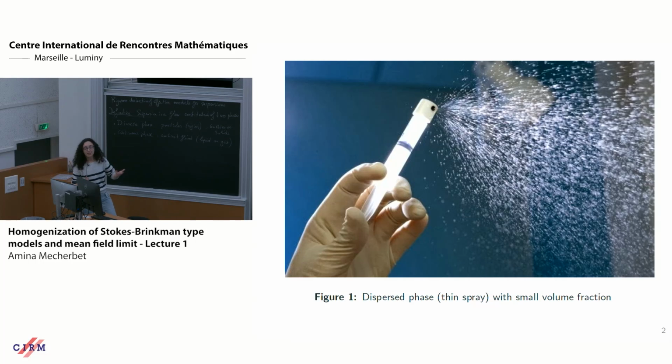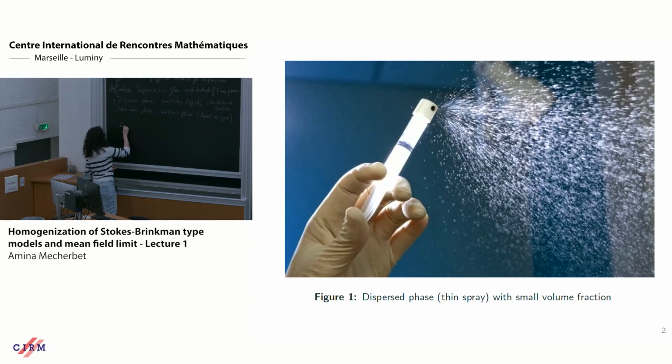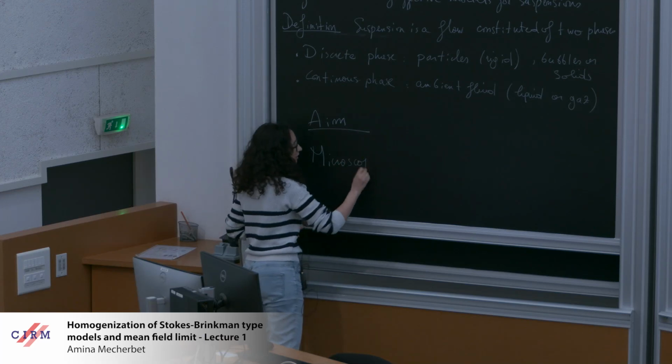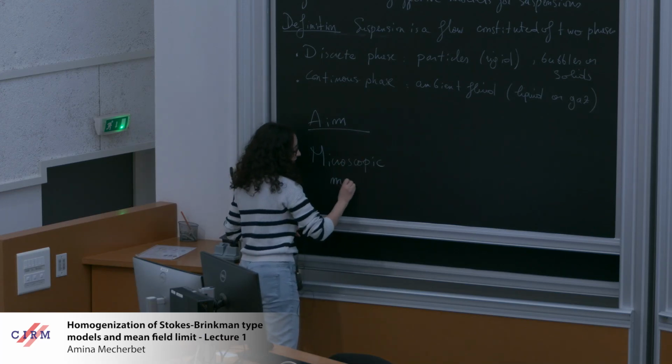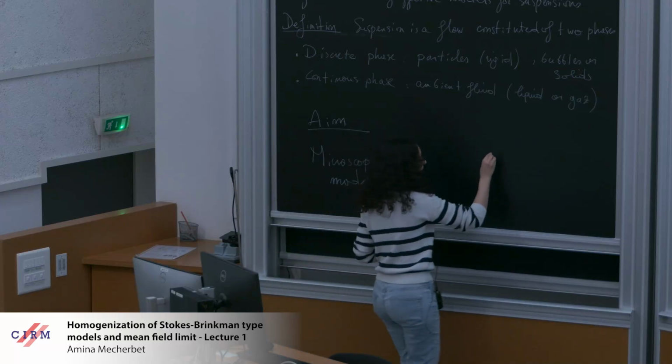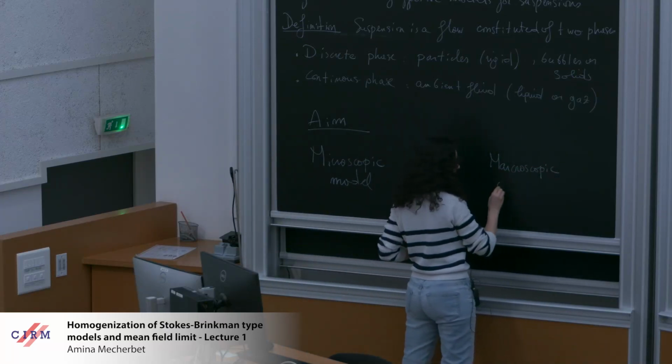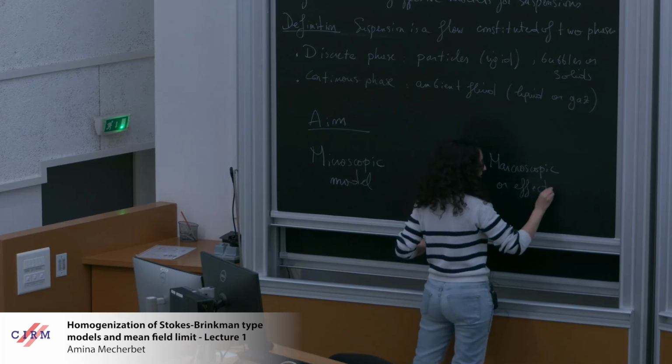And actually, there are lots of models that are used in the physics literature, and this is what I will also talk about. So the main aim of this topic today is to try to justify the convergence from the microscopic model. So the aim is that we would like to derive some macroscopic or effective model starting from a microscopic description.